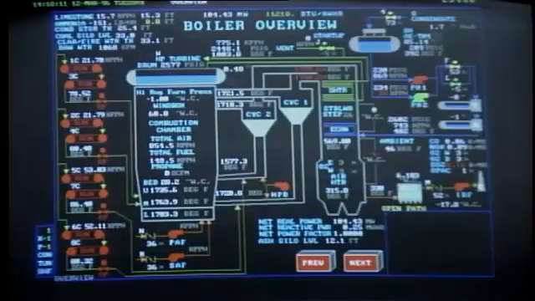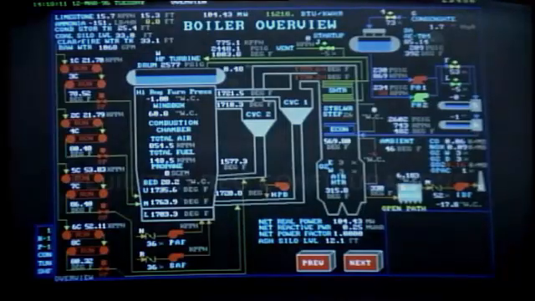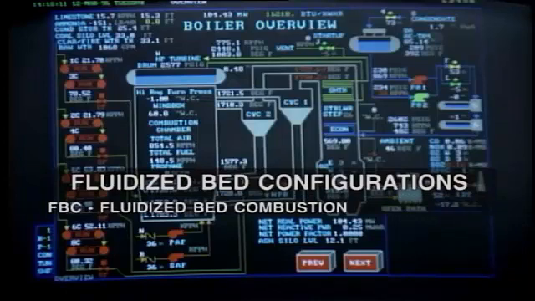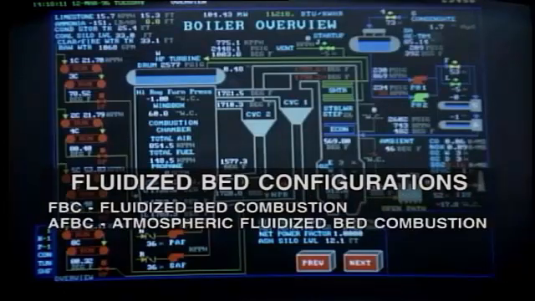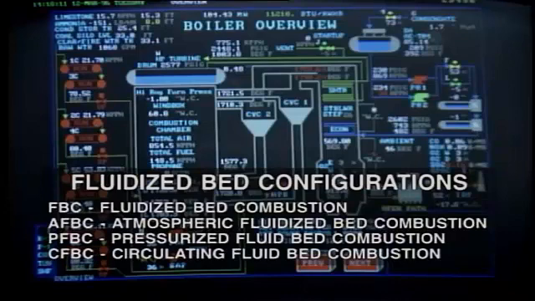Another type of boiler which is employed to burn waste and low-grade fuels uses fluidized bed combustion. There are several different configurations of this type of combustion, each known by a descriptive title, such as FBC, fluidized bed combustion; AFBC, atmospheric fluidized bed combustion; PFBC, pressurized fluid bed combustion; CFBC, circulating fluid bed combustion.